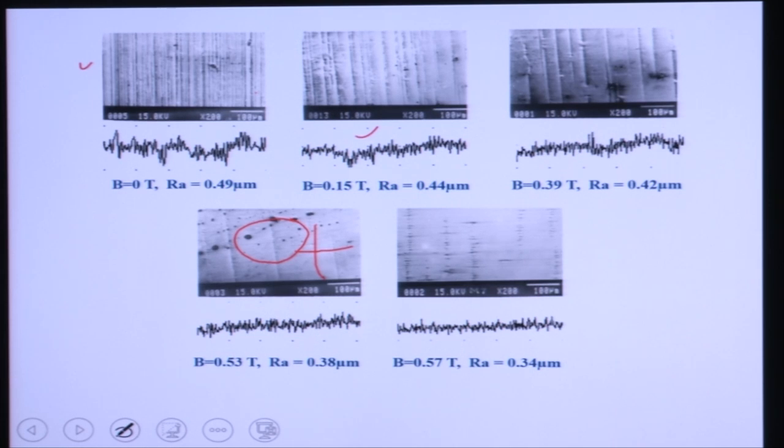So, you can see here these valleys are now much more separated. Now at 0.57 Tesla, you can see the valleys are almost vanished, although a little bit of valleys are still available here. So, you can see how the surface finish improves with increasing magnetic field.